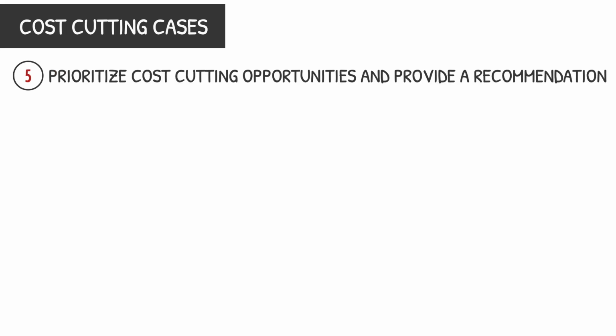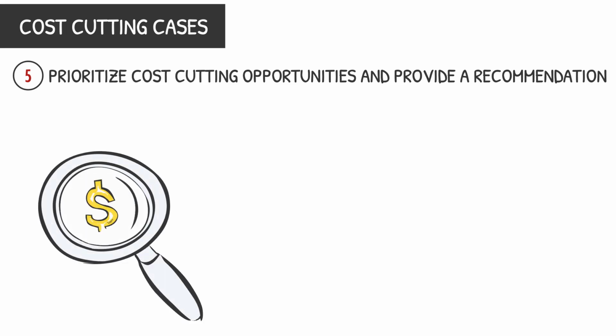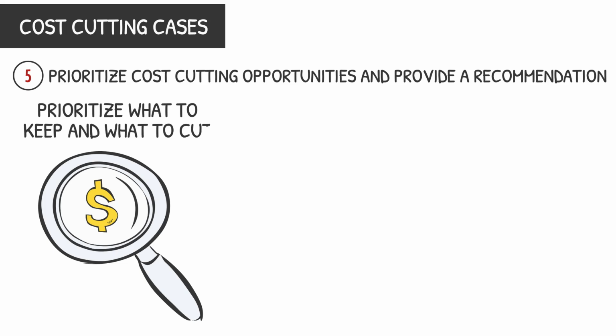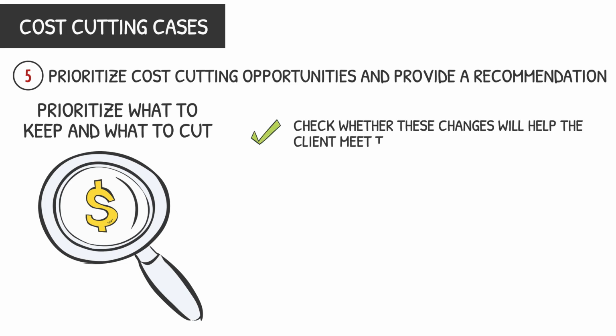And finally, step 5, prioritize cost-cutting opportunities and provide a recommendation. Once you have systematically assessed all of the different discretionary spending elements that you could potentially reduce spending on, it is time to prioritize what to keep and what to cut. Once you have narrowed down a few recommendations, check whether these changes will help the client meet their goals.